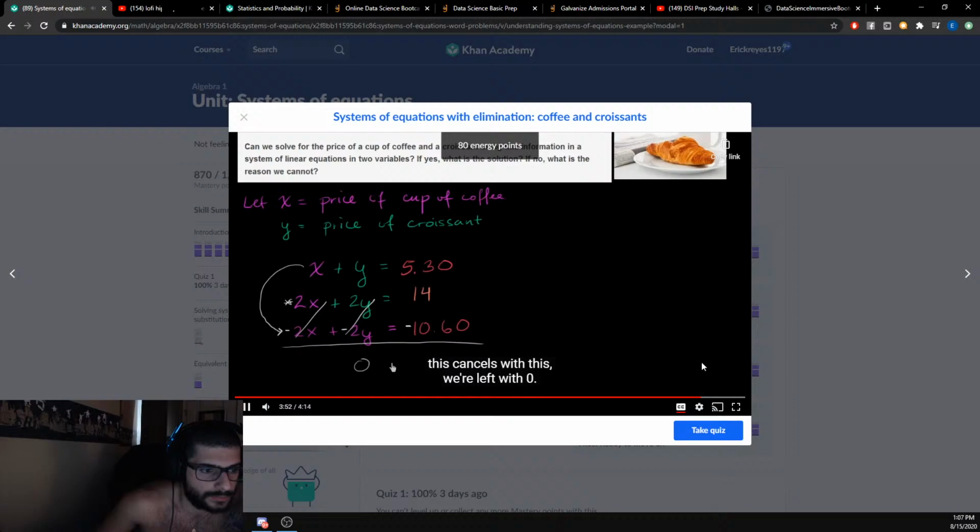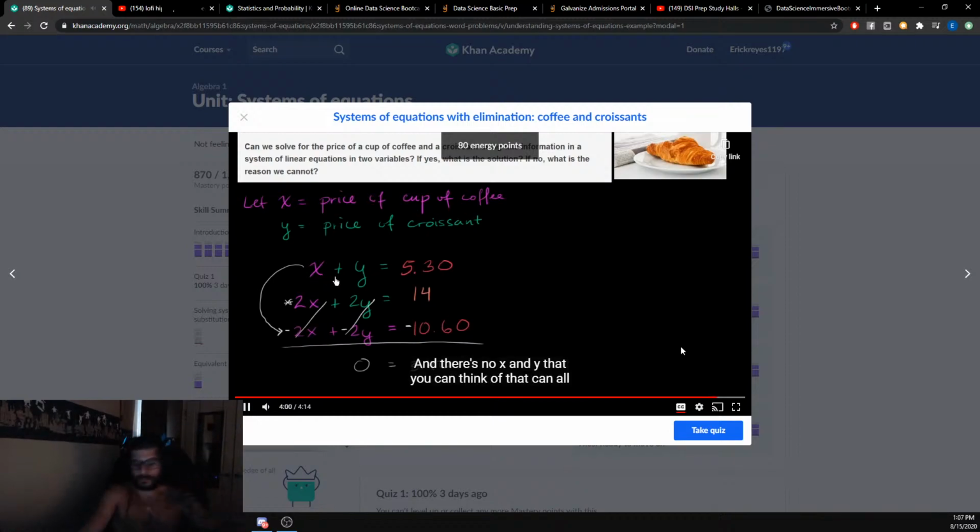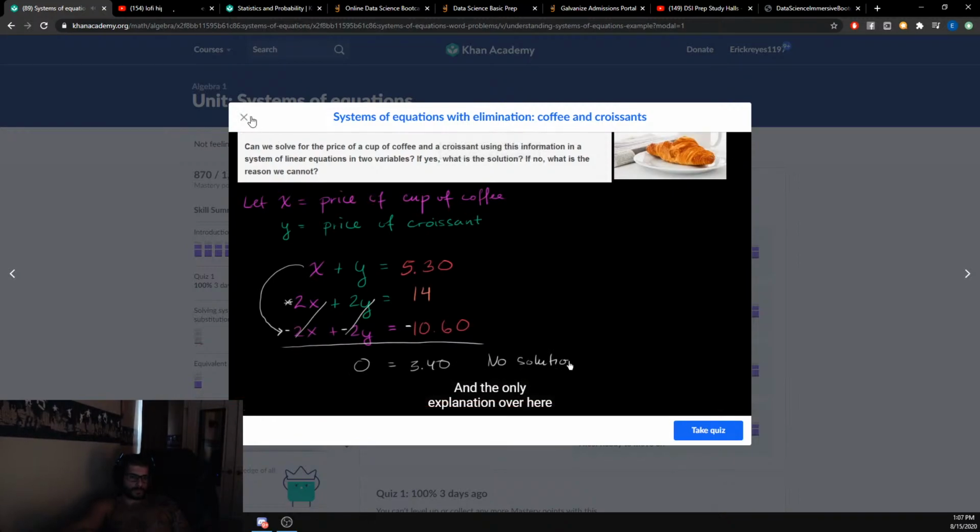With this, we're left with 0. And on the right-hand side, 14 minus 10.60 will get you to 3.40. And there's no x and y that you can think of. There's no magical x and y that can all of a sudden make 0 equal 3.40. So there is no solution. And the only explanation over here is that the local was charged a cheaper rate.